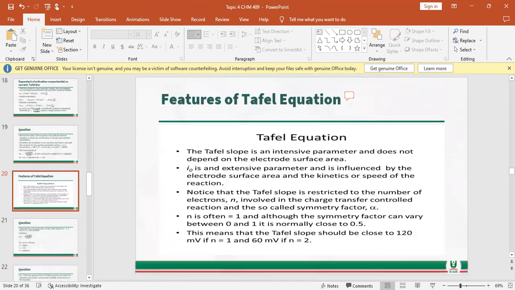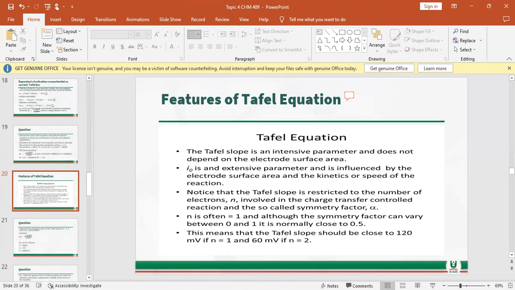The features of the Tafel equation. The Tafel slope is an intensive parameter and does not depend on the electrode surface area. I0 is an extensive parameter and is influenced by the electrode surface area and the kinetics or speed of the reaction. Note that the Tafel equation is restricted to the number of electrons N involved in the charge transfer control reaction, and the so-called symmetry factor alpha. That alpha is the symmetry factor.